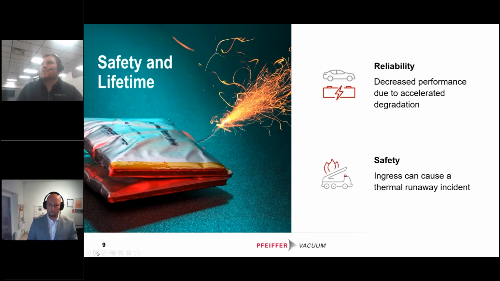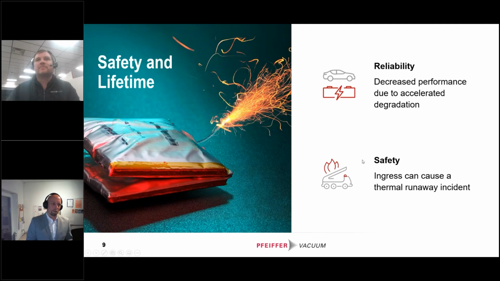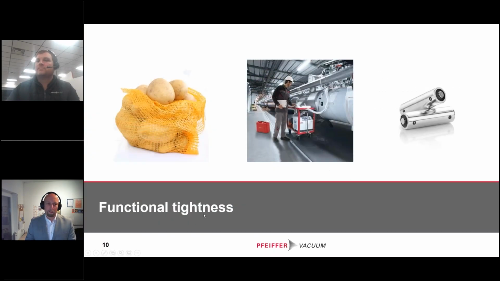Philip, do you want to talk a little bit about different types of leaks or different ways to look at leak tightness, if you will? Sure. You mentioned something very important, high testing standards. Here I want to touch on the topic of functional tightness, because high testing standards doesn't mean that you always have to strive for the very lowest leak rate possible.